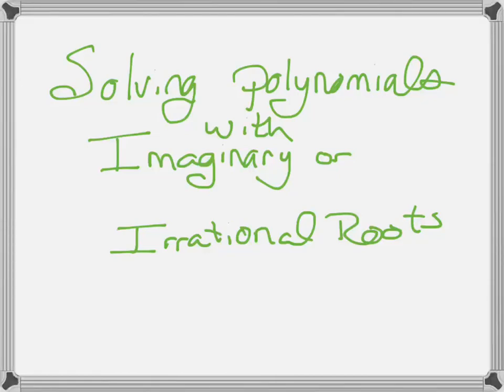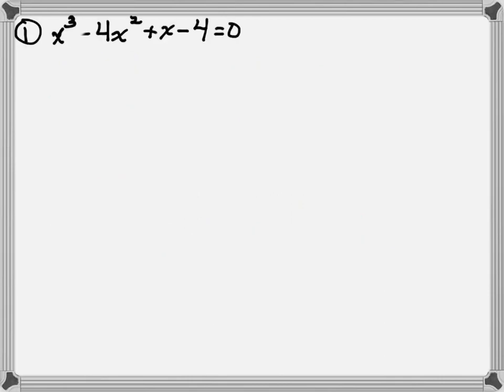Okay, today we are going to be solving polynomials with imaginary or irrational roots. The first one we have is x cubed minus 4x squared plus x minus 4 equals 0.